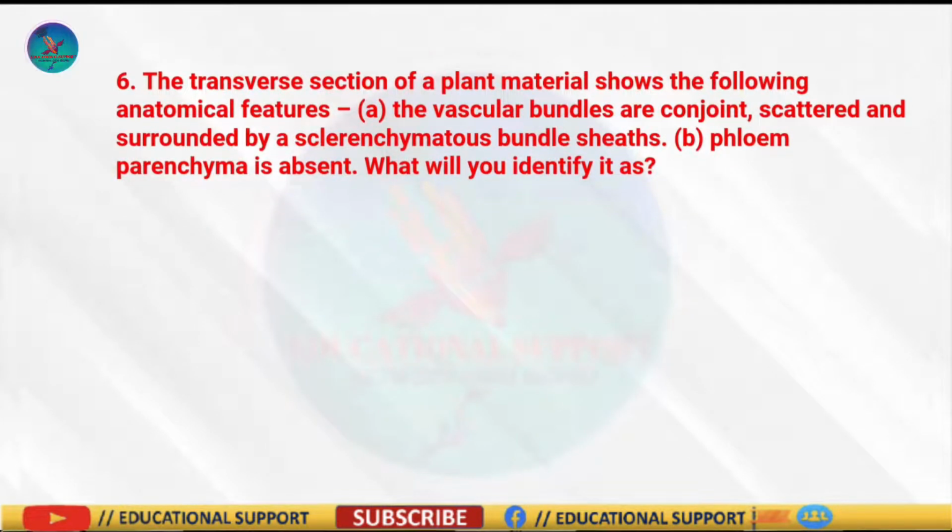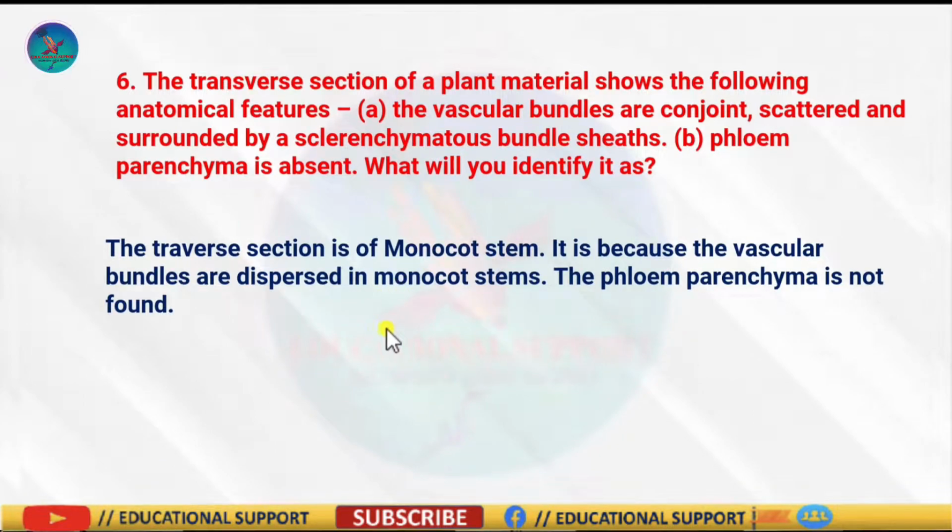Question number 6 is, the transverse section of a plant material shows the following anatomical features. The vascular bundles are conjoined, scattered and surrounded by sclerenchymatous bundle sheath cells, and phloem parenchyma is absent. What will you identify it as? So the plant material is identified as a monocot stem. You can know that.